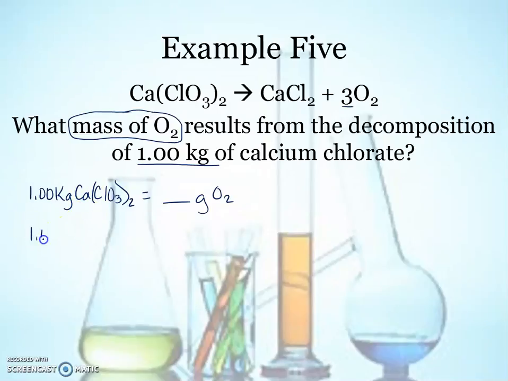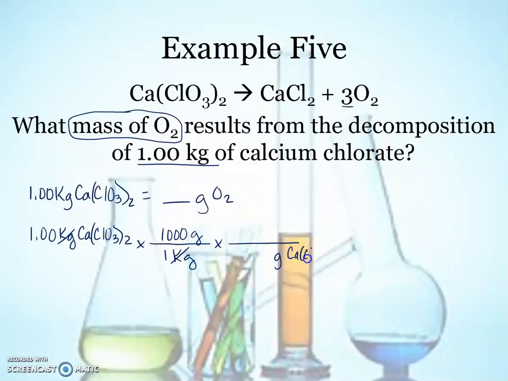All right, here we go. Kilograms of Ca(ClO3)2. Just make sure you pay attention to your units at all times. All right, 1 kilogram is equal to 1,000 grams. That was easy. Kilograms are gone. Now we can go from grams, so we've got grams of Ca(ClO3)2, to moles.